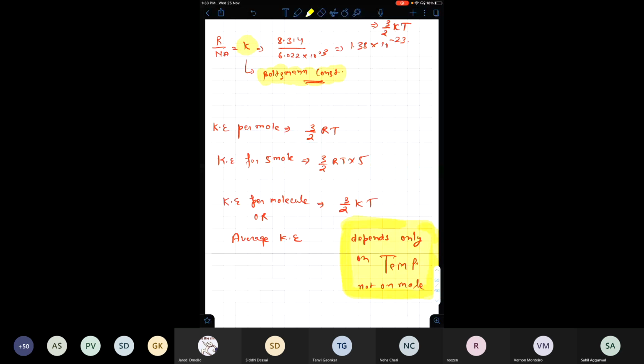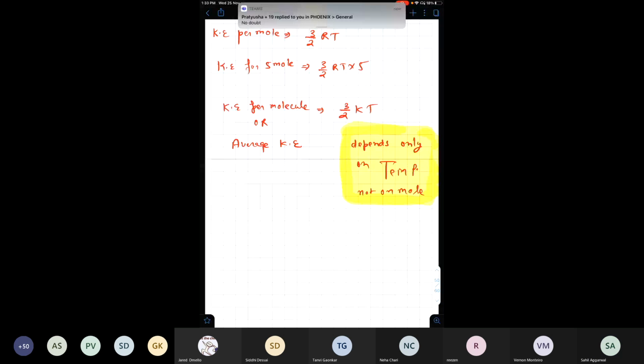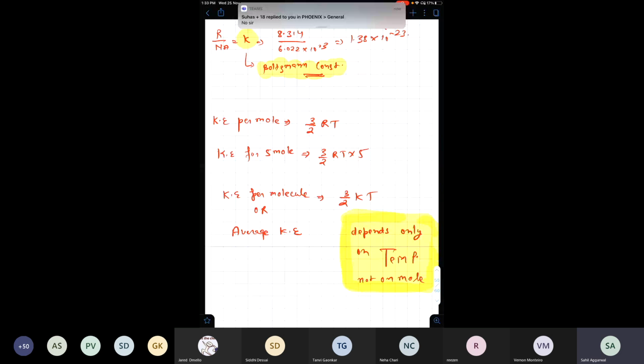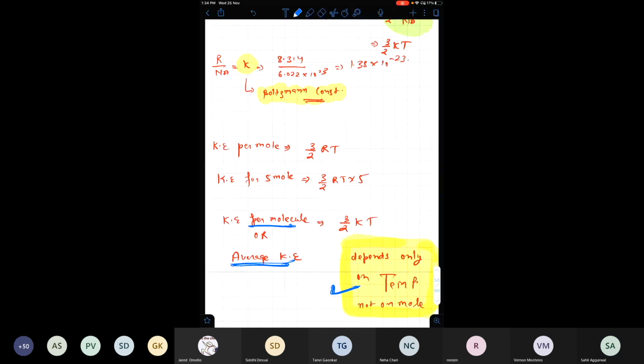Any problem to anyone in this? All of you understood till here? ये बहुत इंपॉर्टेंट चीज है, याद रखना है। एवरेज पर मॉलिक्यूल आर सेम थिंग। ठीक, different types of velocities.